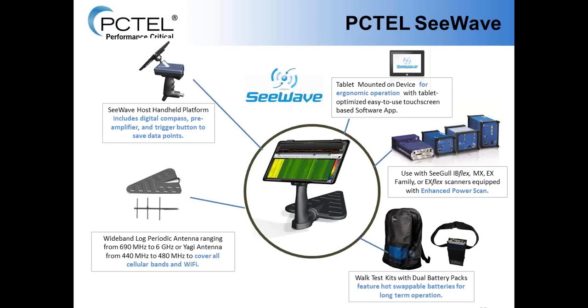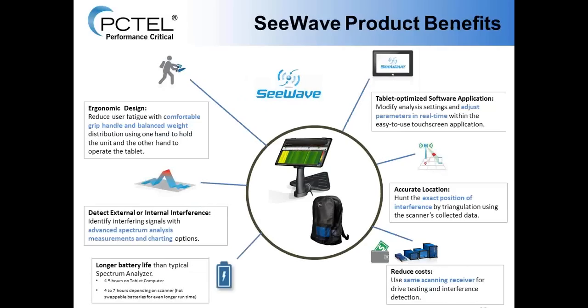So very beneficial. In terms of features of the Seawave system, let's go through the benefits of using this. First, it's very ergonomically designed. It's designed for one-person use. One person can carry the entire scanning receiver in a backpack with the battery pack, use the Seawave handheld system in one hand, and use it with the tablet. So you do not require two people to identify interference. That saves cost, time, money, resources, and makes it easier for anyone who is locating interference.